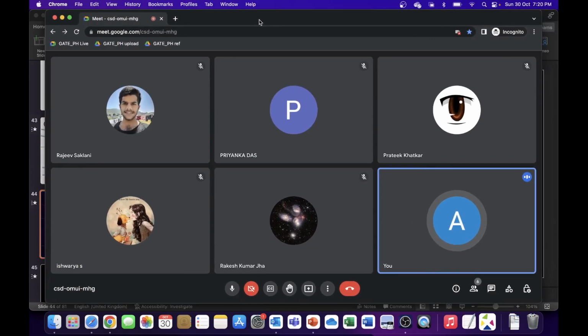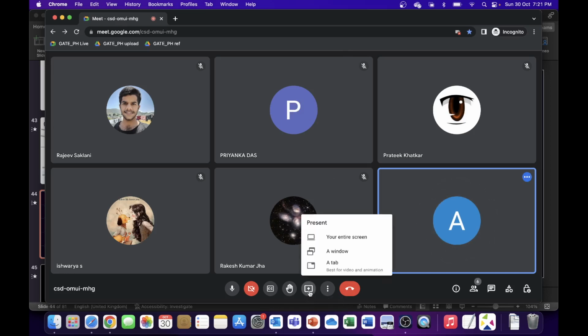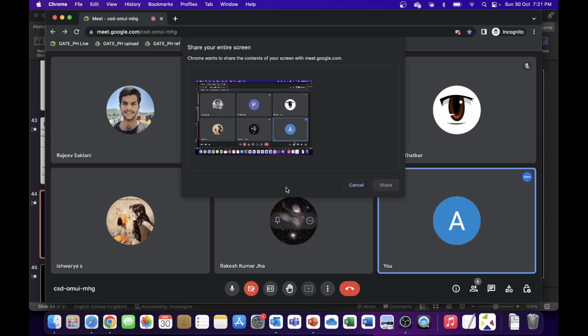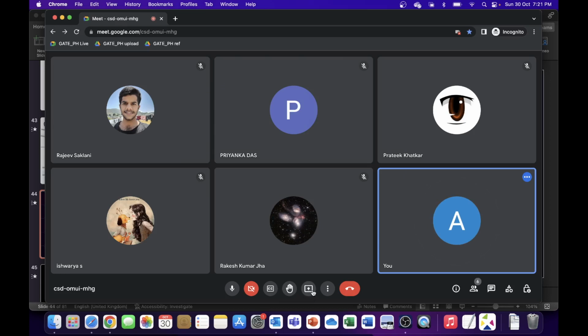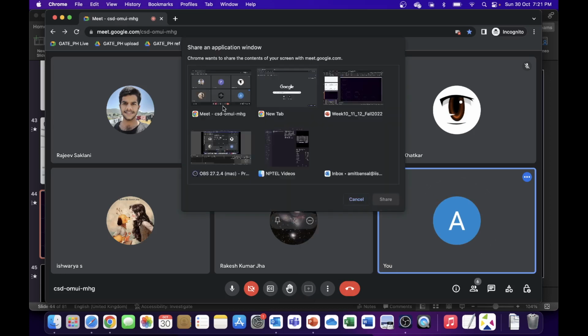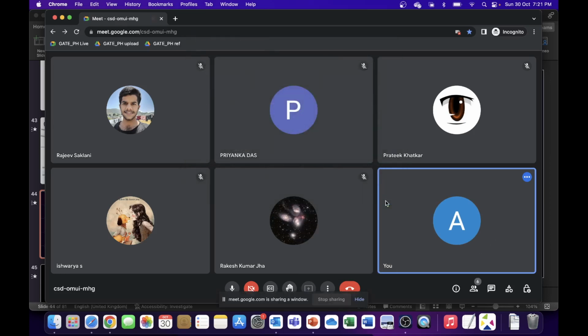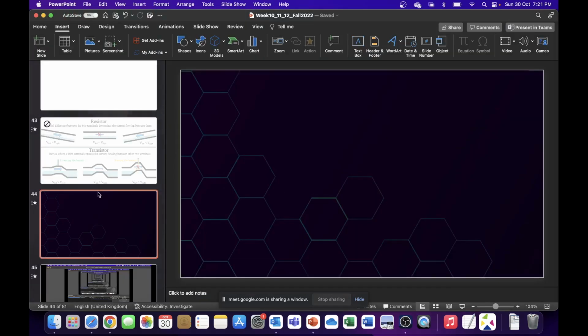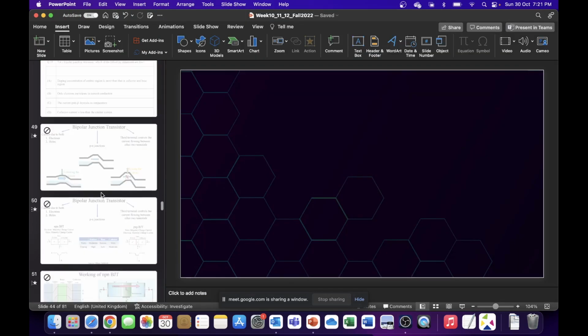So this was basically the theory part: the working of a BJT and things related to constants like beta and alpha. Now we'll go ahead and try to solve some of the problems relating to BJTs. So there we'll bias. Let me share my screen again. Just hold on a minute.